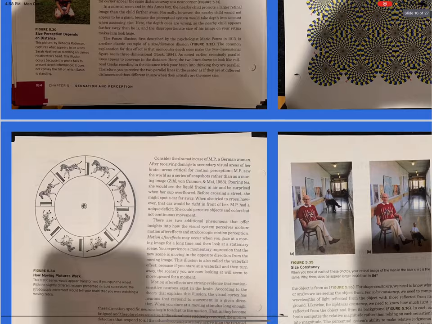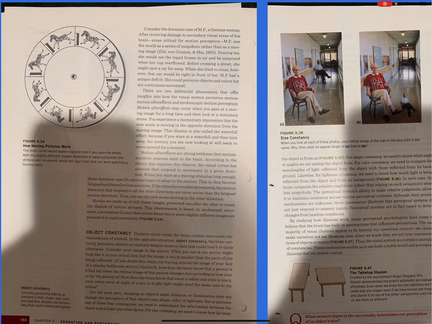Consider the dramatic case of M.P., a German woman, after receiving damage to secondary visual areas of her brain, areas critical for motion perception. M.P. saw the world as a series of snapshots rather than as a moving image. Pouring tea, she would see the liquid frozen in air and be surprised when her cup overflowed. Before crossing a street, she might spot a car far away. When she tried to cross, however, that car would be right in front of her. M.P. had a unique deficit. She could perceive objects and colors, but not continuous movement.